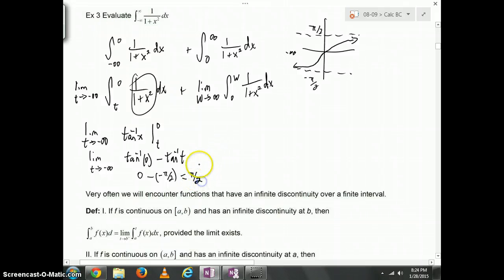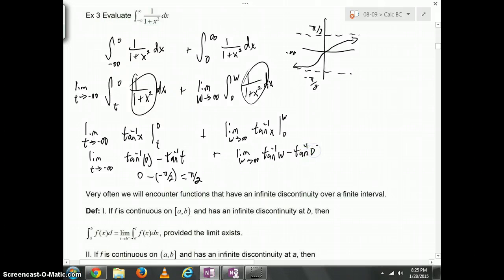Now, we're going to do the same thing over here, and we're going to say, well, the antiderivative, very much like we did a moment ago, is going to arrive at inverse tangent. And this time we'll apply the fundamental theorem from w to 0. And as we do that, we're going to have the inverse tangent of w minus the inverse tangent of 0.